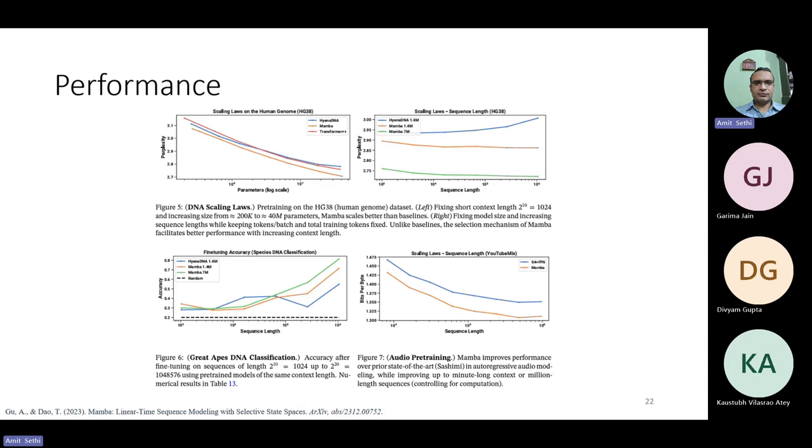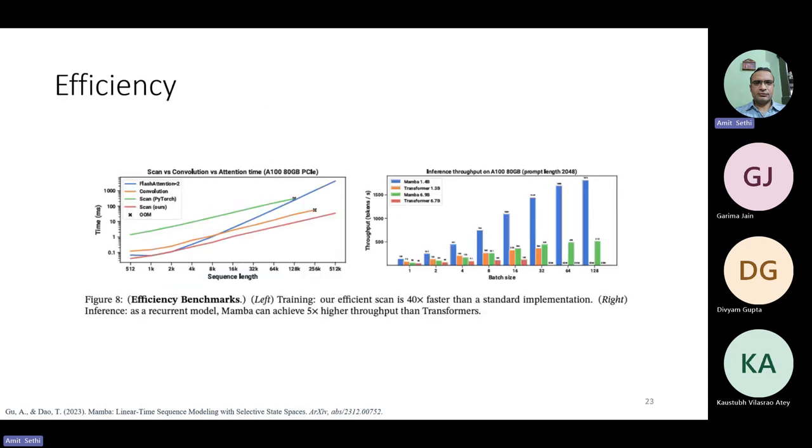And DNA is one place where long sequences come into play. They are showing that they have lower perplexity than other models, like transformers and others. So this is the efficiency that I was talking about. The scan operation in PyTorch is this green thing. It's much slower. But this red is their selective scan with fused kernel and recomputation. See the performance. It's the fastest among all of them. But FlashAttention is the blue one, and it is performing better than that.